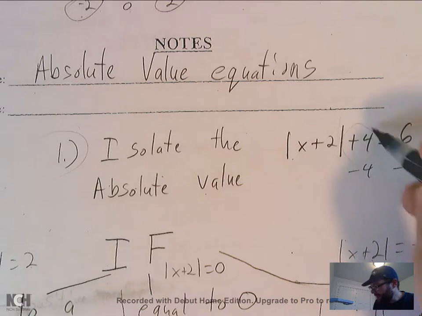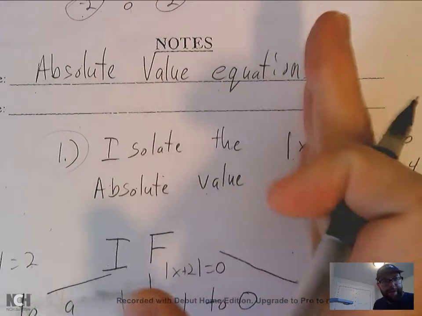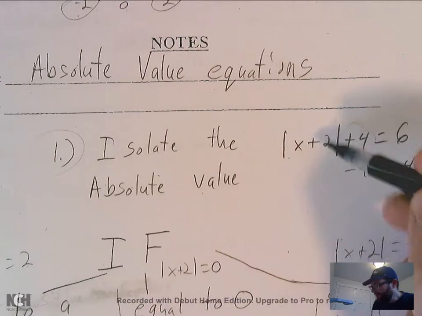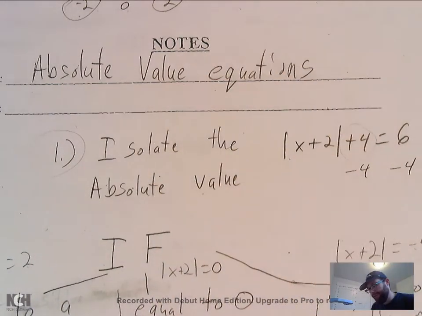Okay? So if there's anything adding or multiplying or dividing or subtracting, you need to get rid of that if it's happening outside the absolute value. If it's inside, it's fine. It stays there until you're ready to deal with what's inside. Okay? So we isolate the absolute value first.